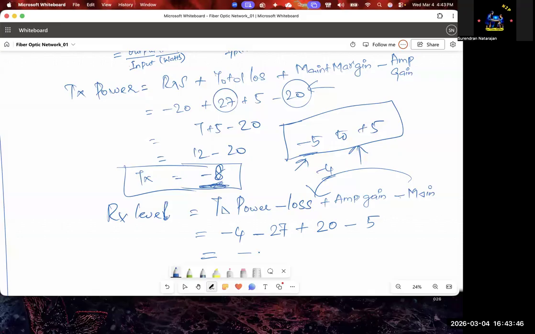So minus 4, loss is minus 27, here minus 5, plus 20. Now what is it? 32, 36, minus 36 plus 20 equal to what? Minus 16. So your receiving power is minus 16.